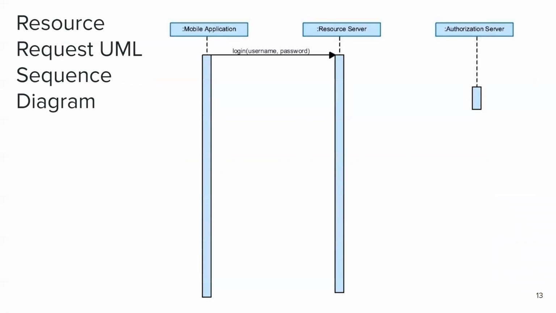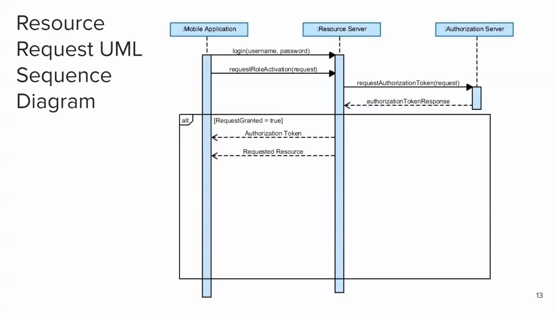So in the sequence diagram, the user will first log into the system. And if they successfully log in, they'll go ahead and be able to request a role activation. And so what that means is they're requesting access to a resource. So when the resource server receives this request, it'll send a request for an authorization token to the authorization server. And when it receives a response, there's a few different things that can happen from there.